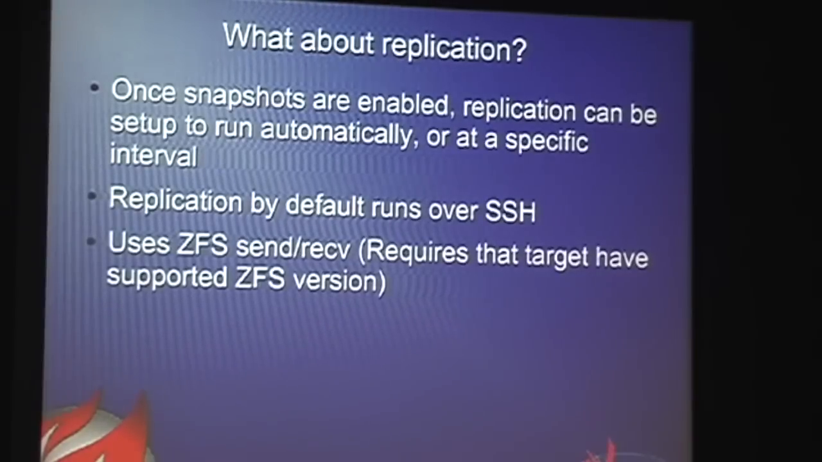So replication though, once the snapshots are enabled, that's super easy to do, but replication's kind of where all the rubber meets the road here. So replication, you may set it up to run automatically or at a specific interval. By default, it's going to run over SSH, so we'll need access to a remote SSH on another box, and it's going to use ZFS send and receive. So in this case, it'll require the target have the supported ZFS version that you're running on. That can be another operating system, I don't care.